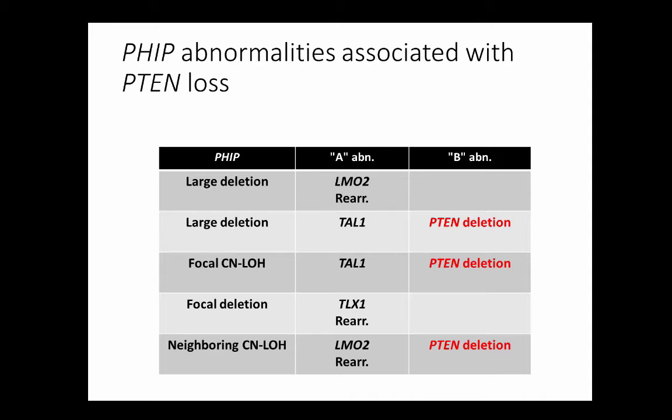And looking more closely at those patients in which we have some type of PHIP abnormality, we noticed the type B abnormalities were often PTEN deletions. Out of the 4 PTEN deletions we had within our 20 cases, 3 of them had some abnormality of PHIP.